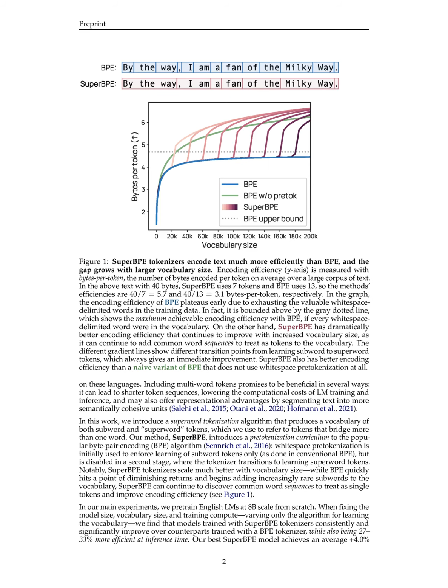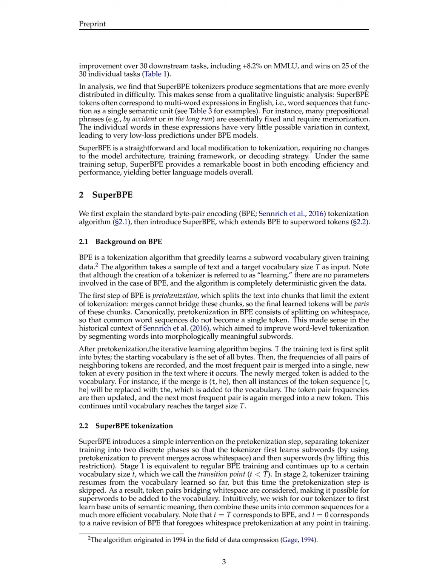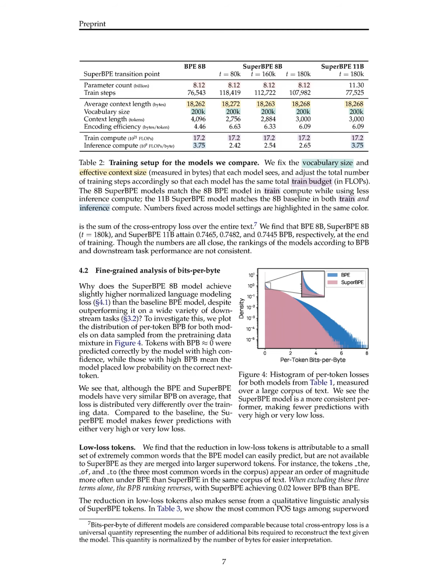The SuperBPE models were also found to be 27 to 33% more efficient at inference time than their BPE counterparts. Analysis revealed that SuperBPE tokenizers produced segmentations that corresponded more closely to multi-word expressions, leading to a more even distribution of segmentation difficulty. Additionally, while the SuperBPE model had a slightly higher normalized language modeling loss, bits per byte, than BPE, it consistently outperformed BPE on challenging downstream tasks, indicating that it effectively captured complex semantic units.